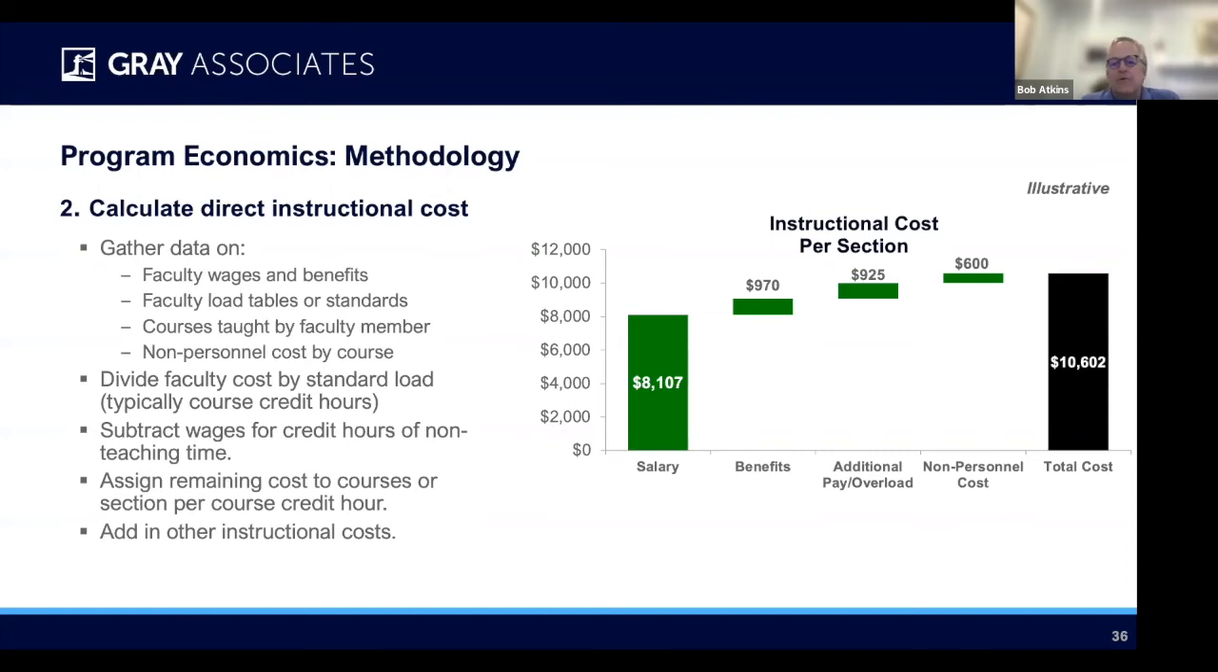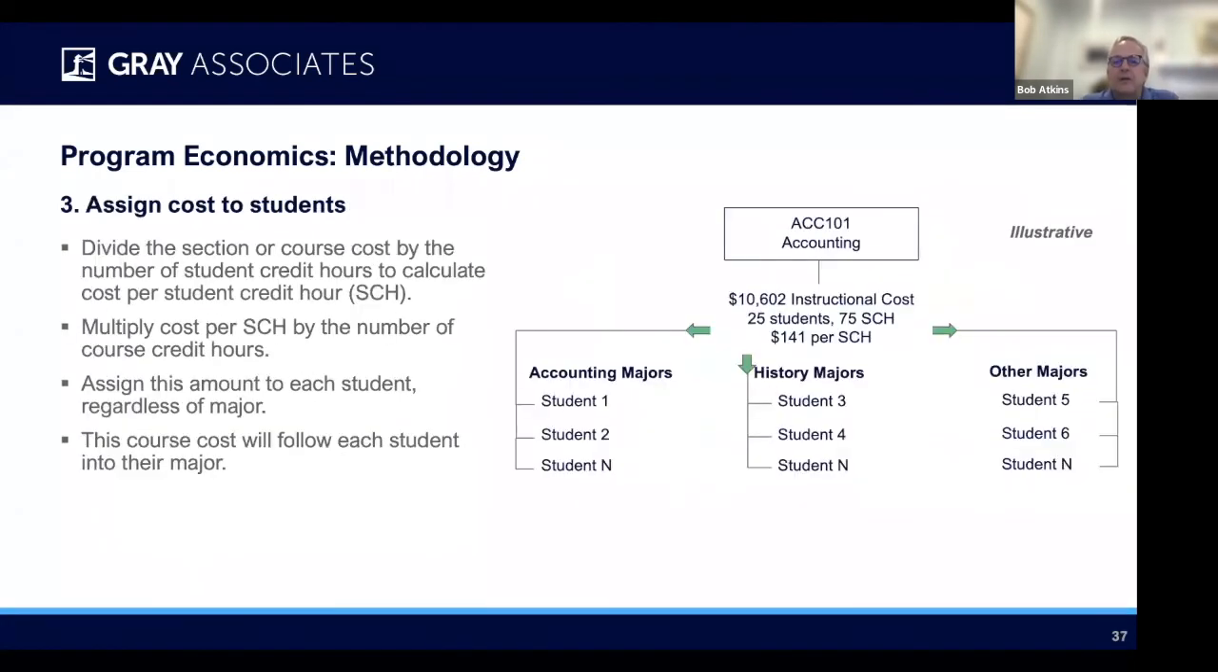And then you want to move it down to the actual program, the courses and sections that the faculty member is teaching, based on the number of credit hours in that course. So if they're teaching 9, you've got 75% of their pay that's going to get allocated out based on credit hours to each of the courses they're teaching. Then you're just going to spread that cost to the individual students in that course, regardless of their major. You're going to divide it by the total number of students and assign that instructional cost to the individual students in that class. And then that cost is going to follow them back into their major.